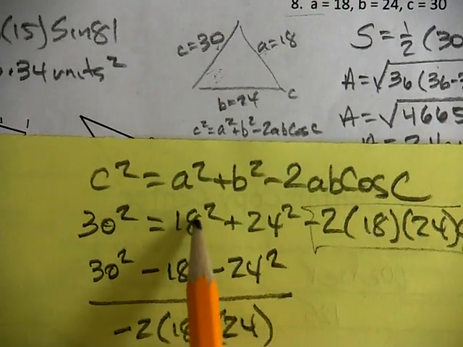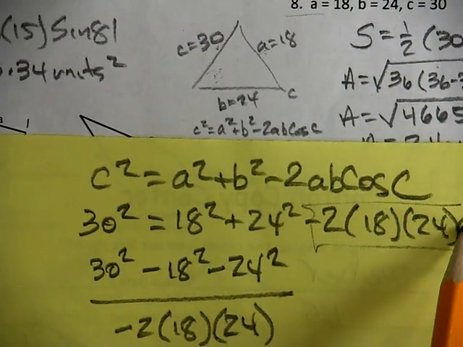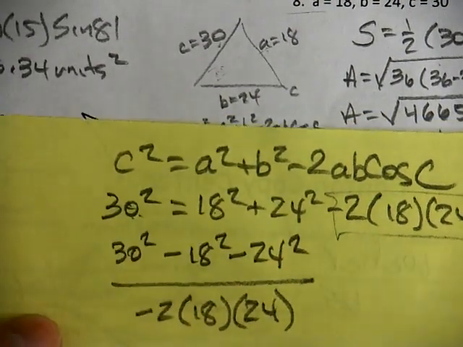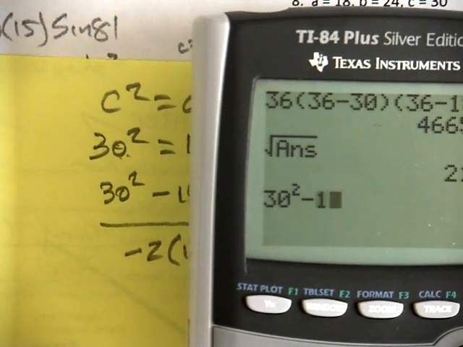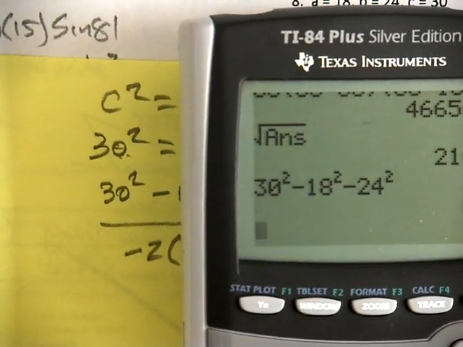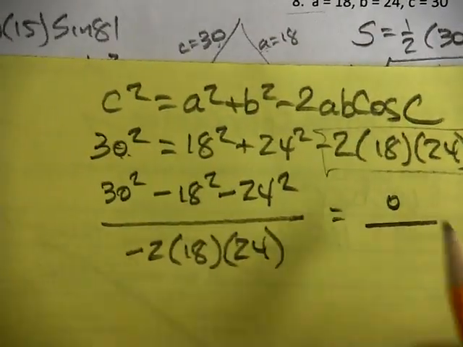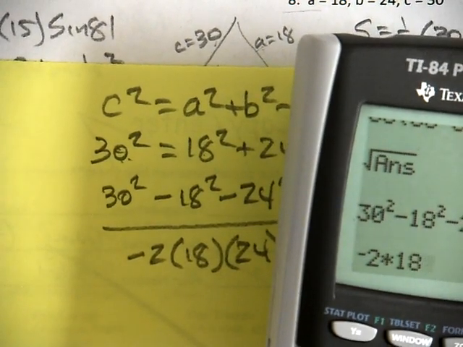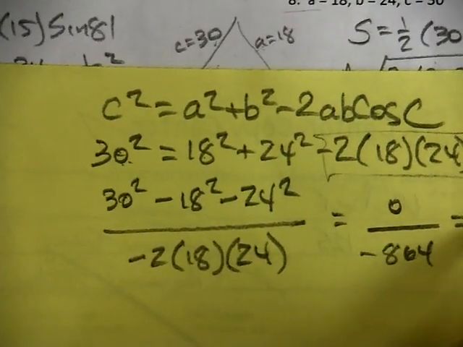What you don't want to do is calculate all of this. You can't calculate all that because some of it's multiplying, some of it's not. So you have to subtract over your 18 and your 24. So I'm going to do 30 squared minus 18 squared minus 24 squared. And that gives us, interesting, that gives us 0. Okay, so now it doesn't matter what we have on the bottom, times 18 times 24, because that's 0.